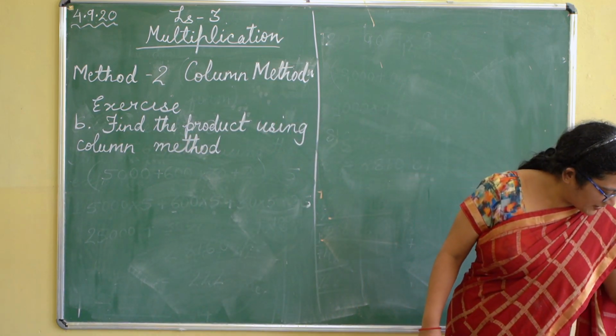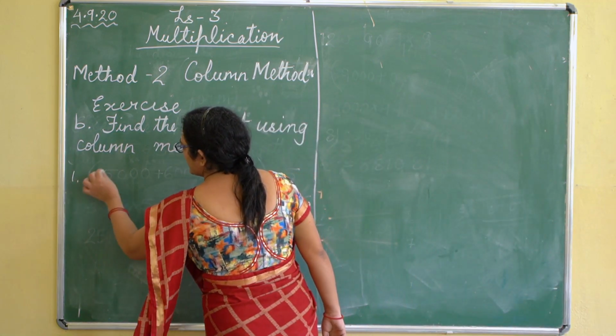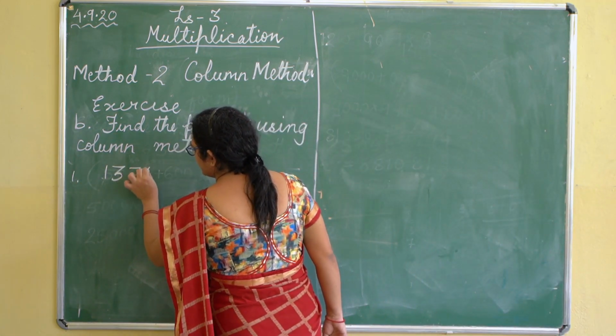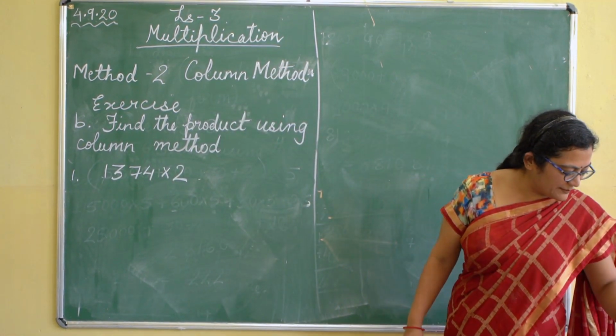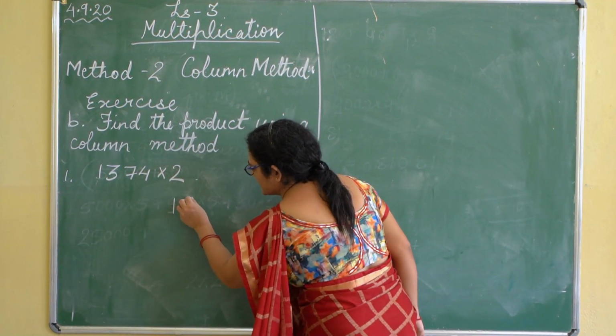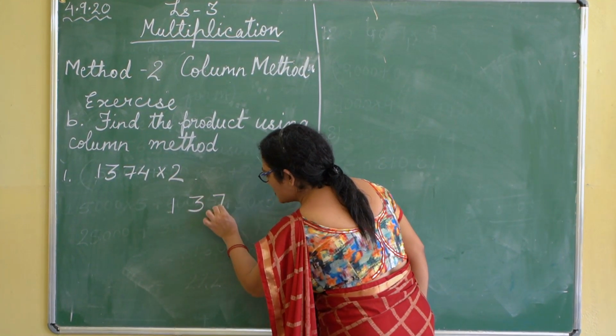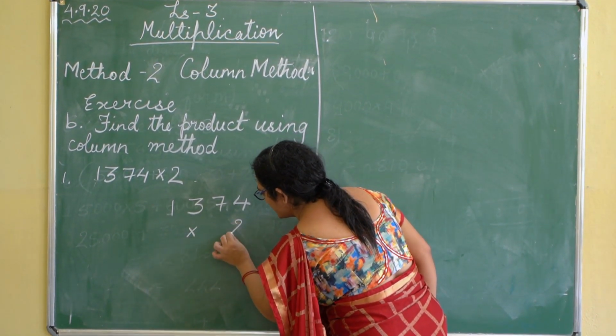Page number 48, first question. Okay, now we multiply with the help of the column method. So how will you write the number first? The bigger number first: 1374 multiplied by 2.